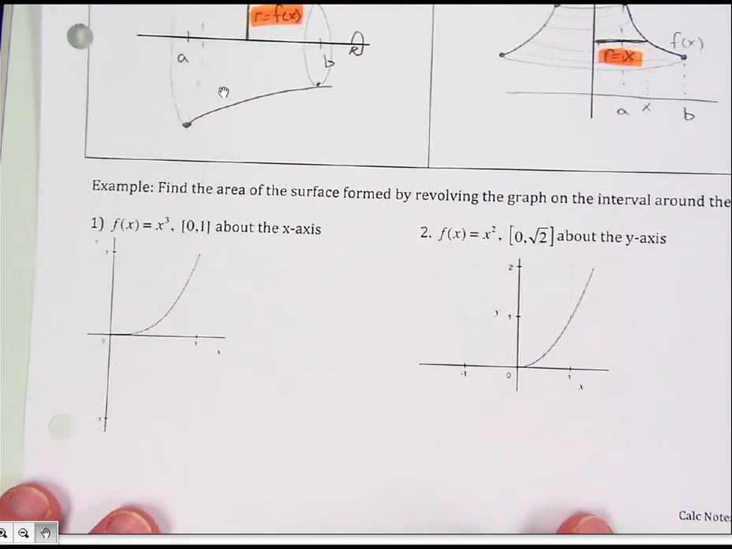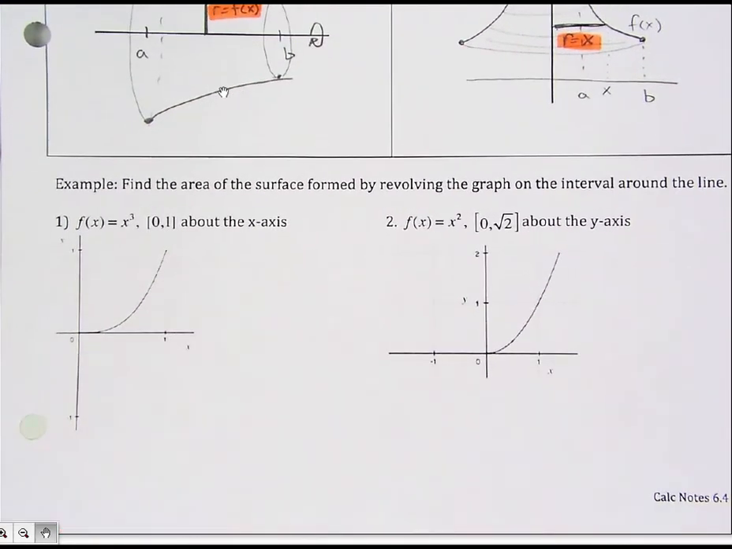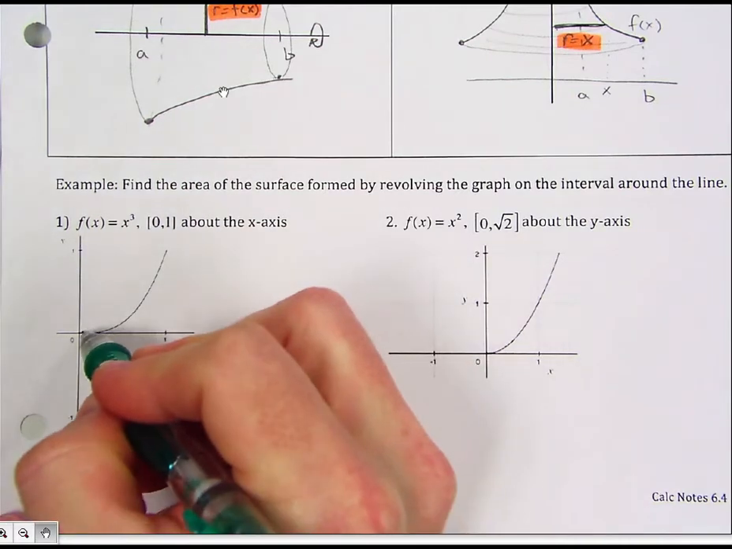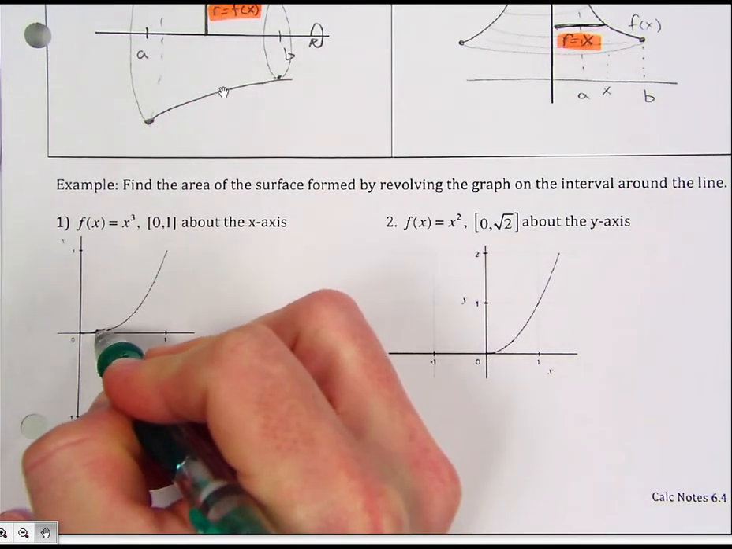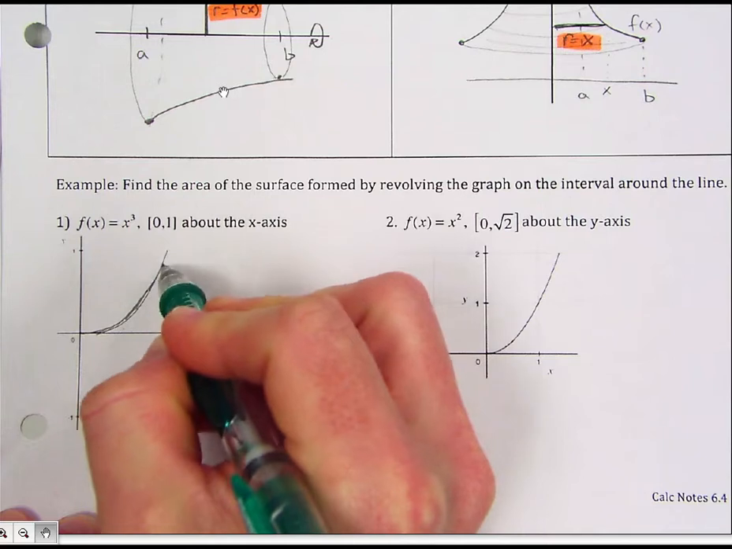So let's look at how we do this. It says find the area of the surface formed by revolving the graph on the interval around the line. So here is x cubed, and we want to revolve this around the x-axis.